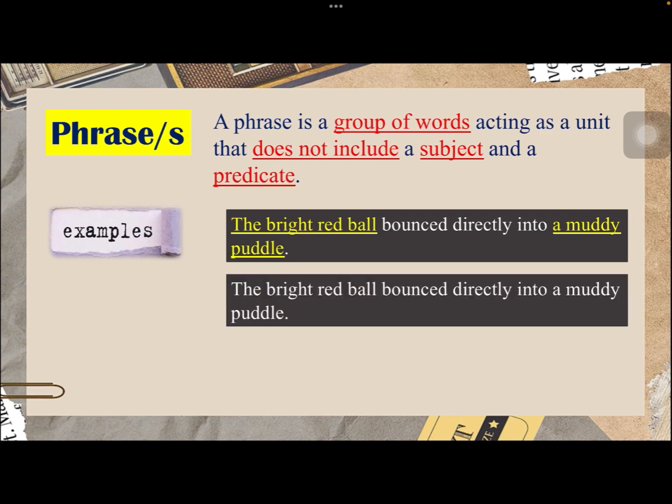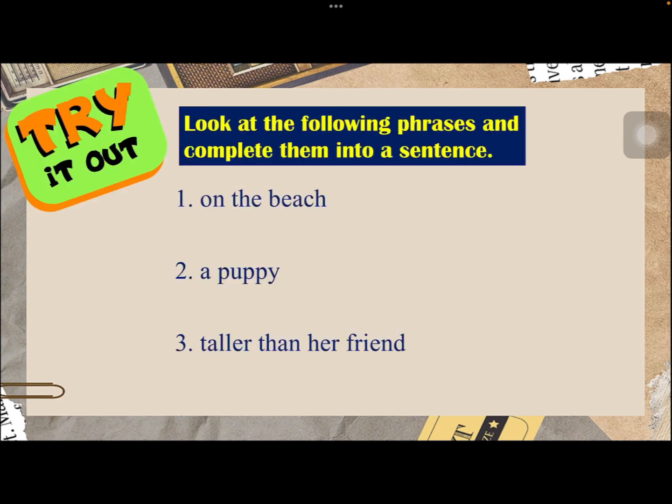Another phrase that we can find here is bounced directly. This is a verb phrase. Another is into a muddy puddle, and this one is a prepositional phrase. In a sentence, you can find many different kinds of phrases. It can either be 1, 2, 3, 4, or 5. If I'm not mistaken, I think 5 is the maximum. I think you are now ready to write your own sentence using these phrases. You can pause the video for a while to write your answers.